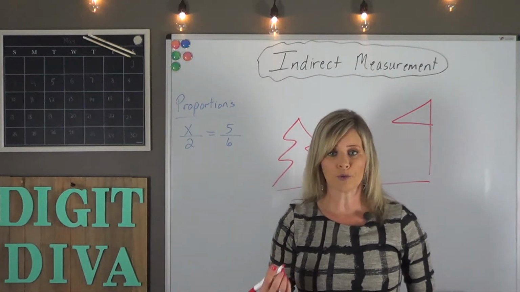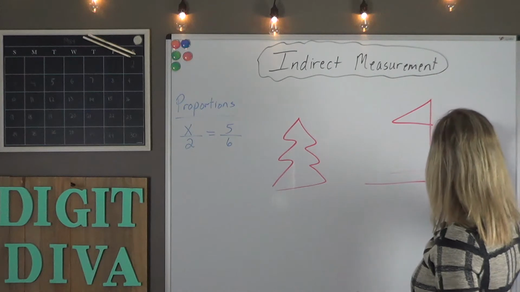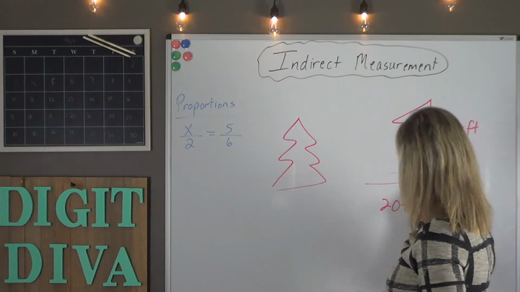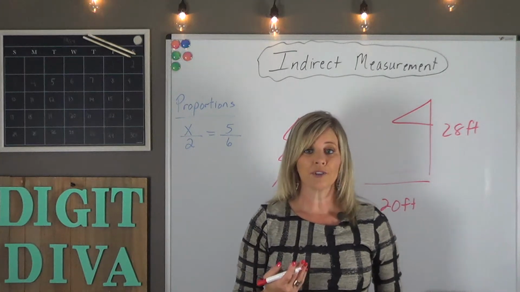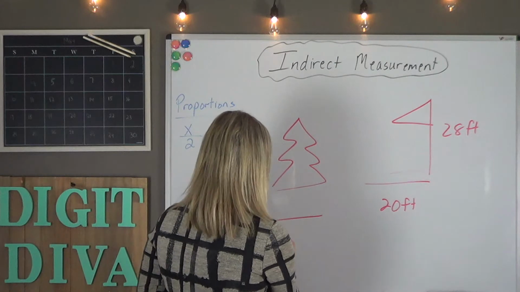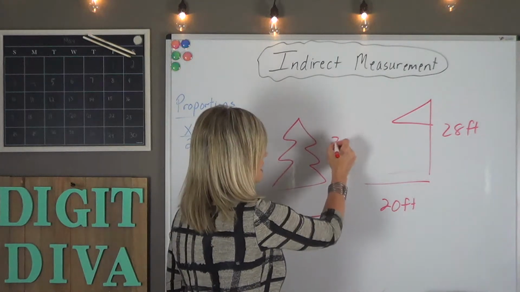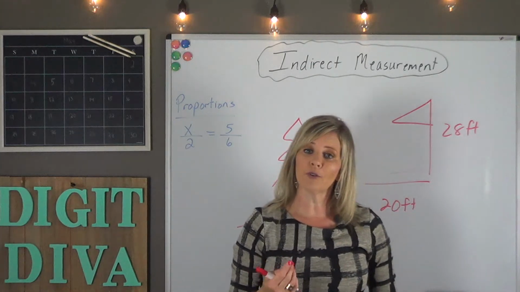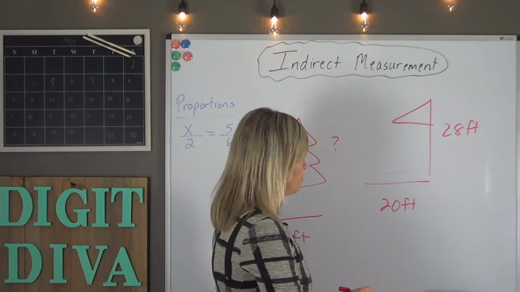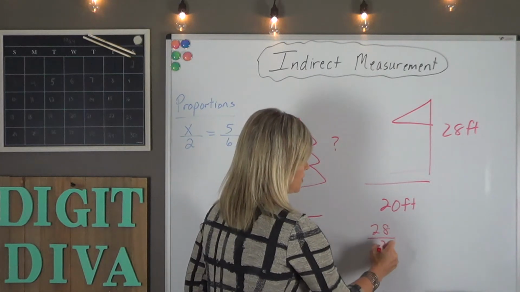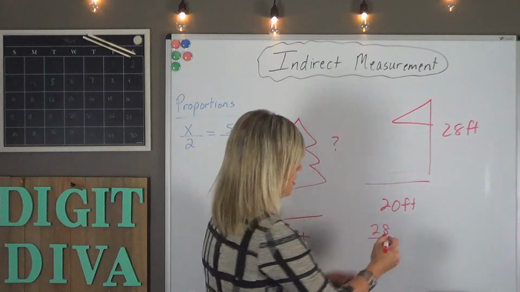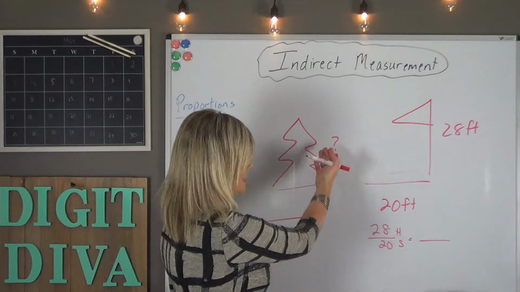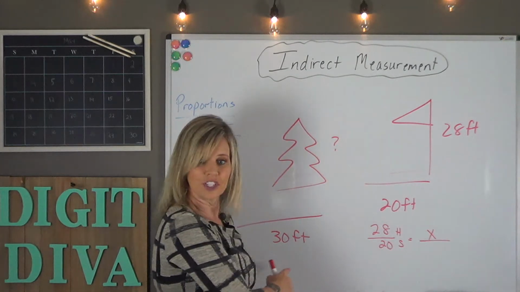A flagpole is 28 feet, and its shadow is 20 feet. The shadow of a nearby tree is 30 feet. And it wants to know how tall is that tree. So I'm going to show you 2 different ways to set up your proportion. So we could have 28 is to 20. So I have the height is to the shadow as, if we come over to the tree, the height, and we don't know what it is, but we do know that the shadow is 30.